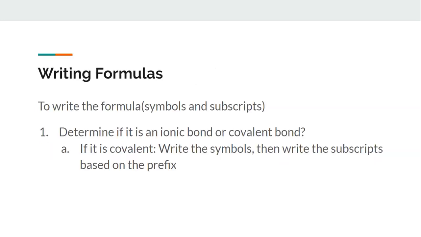So now that we have written our names, sometimes I'm going to give you a name and you have to tell me the formula. So the first thing you need to do in any situation where you're given a name is determine, is your name an ionic bond or is it a covalent bond? Remembering that ionic is the ones that are going to be a metal and a non-metal. So if your first word is a metal, you have an ionic bond. If it is covalent, you're going to write the symbols, you're going to look at the prefixes, and you're going to write the prefix number as a subscript.